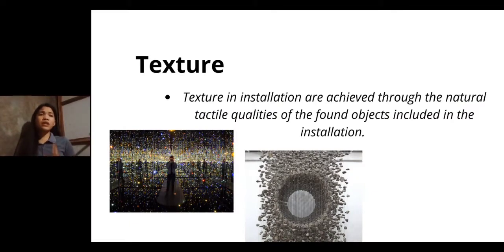So when we talk about texture, it is the look and feel of a surface. In installation, texture is achieved through the natural tactile qualities of the found objects included in the installation. Sometimes texture is made by scraping the surface of the object or by the additions attached to it. So it is about adding more effect in your installation art. Like tiny shells, you can use it to attach to a rock to cover it. Like also a metal scrap, you can also use it to cover it with wood scrap to achieve an effect.